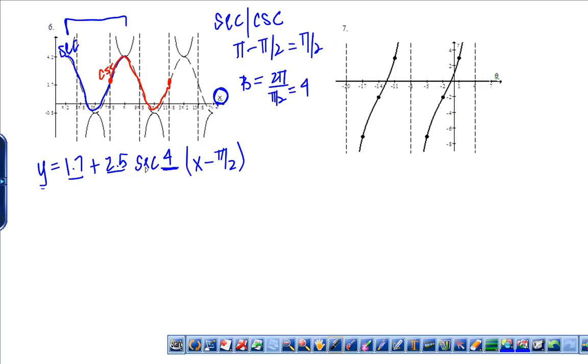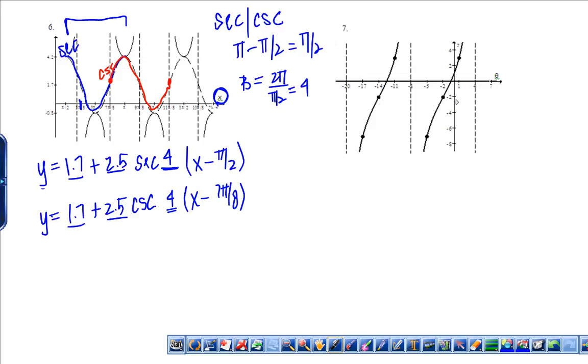Okay, let's try cosecant. So nothing is changing so far. 1.7 plus 2.5. I'm changing to cosecant. 4 stays the same. X. And then we need to decide where we're going to start. And I've got it marked at 7 pi over 8. The asymptote did move a little bit, just in case you were wondering.